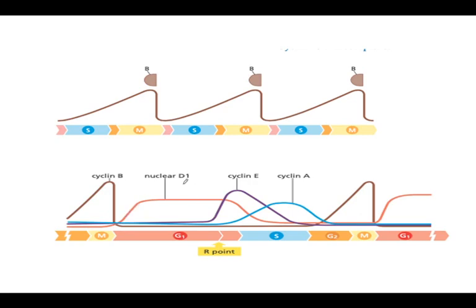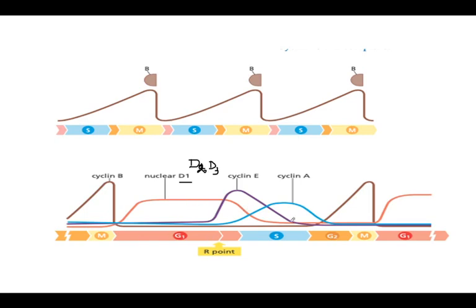I have mentioned the word D1, which means there are a few isoforms of cyclin D. These isoforms are D1, D2 and D3. So this is D1, this is D2 and D3, and the highest concentration of D cyclins is in G1 phase.